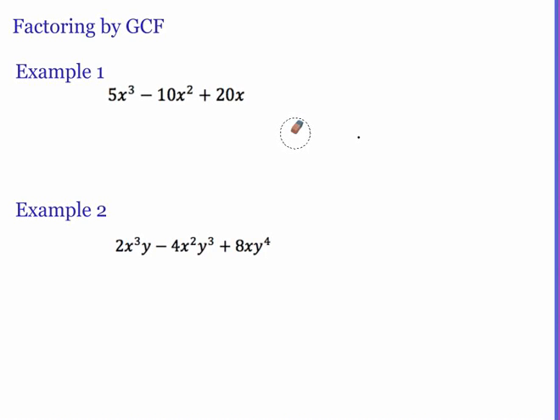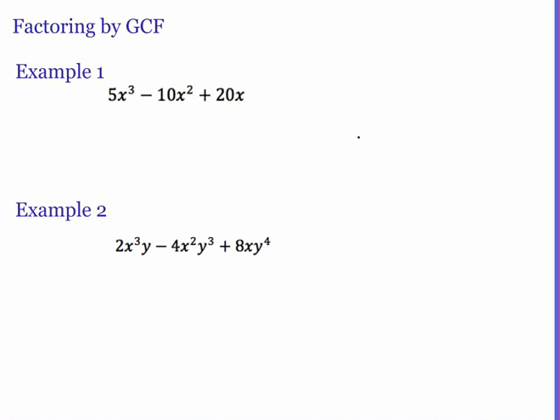So in this video, we'll look at factoring by GCF, the greatest common factor. Keep in mind that anytime you're going to do a factoring problem, you want to look for a greatest common factor as your first step. So in this case, I have example 1, 5x to the third minus 10x squared plus 20x.